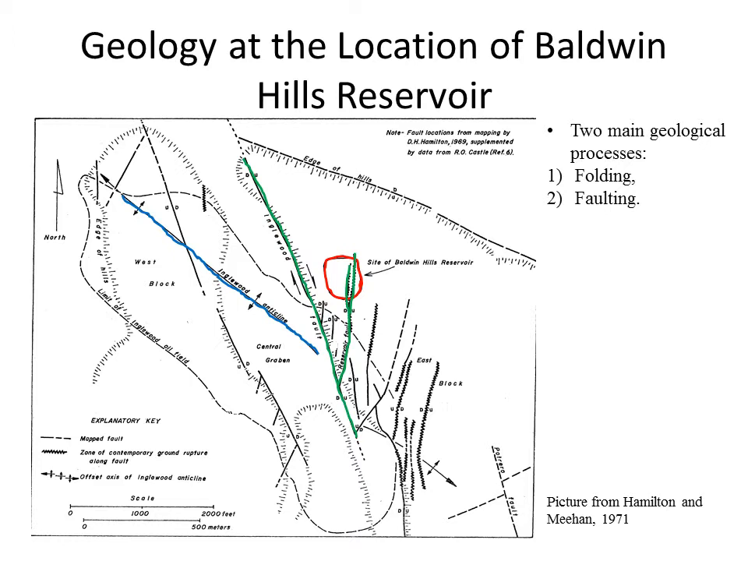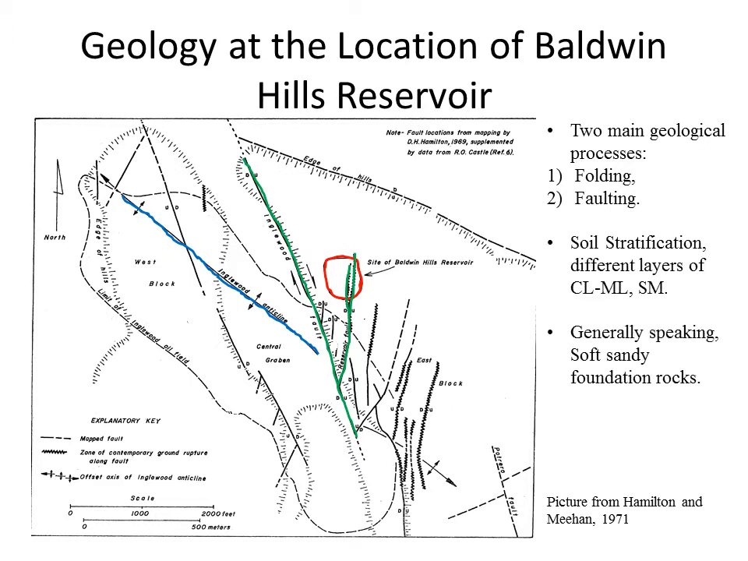The geological origin of this Inglewood anticline is attributed to the drag fold during the formation of the thick marine sedimentary section overlying the Newport Inglewood area during the Tertiary and Quaternary strata. Complementary to this folding system, the predominant vertical progressive movement was tracked through the striations of the faulting surface. The soil stratification is composed of different layers of low plasticity clay and silty sand layers. Generally speaking, this is a soft, sandy foundation rock.